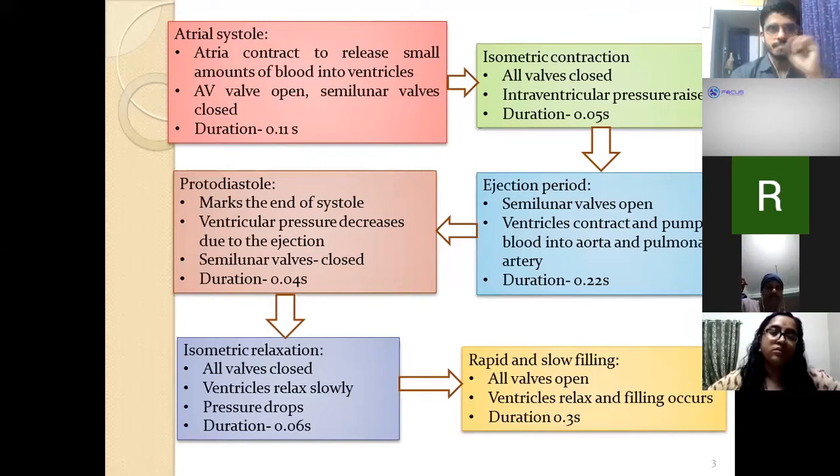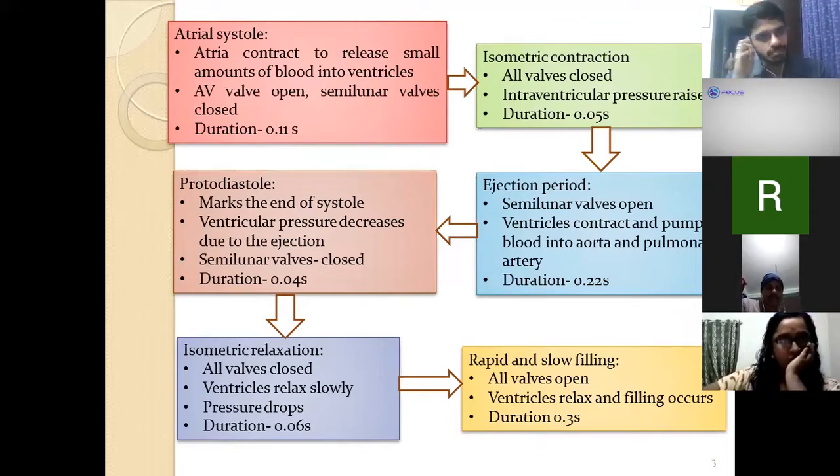Atrial systole. For convenience, we are starting from the atrial systole, which actually marks the last stage of diastole. So basically the atria will contract to release whatever small amount of blood is present in it into the ventricles. In this case, the atrioventricular valves are open so as to allow the movement of blood from atria to ventricle. Semilunar valves, which are present on the aorta and the pulmonary artery, are closed. Then we move to isometric contraction.